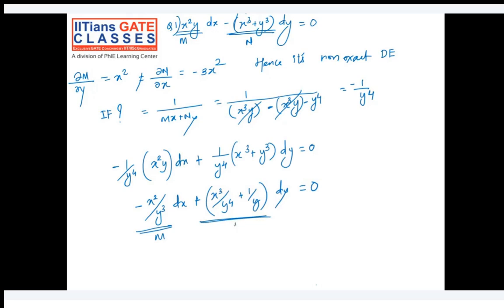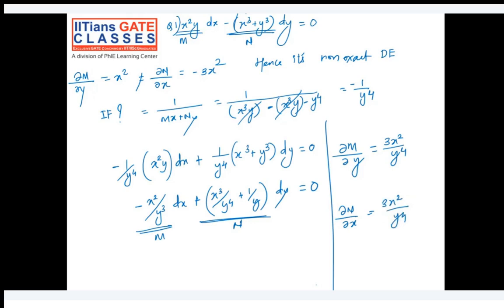Now check whether differentiation of M with respect to y and differentiation of N with respect to x are equal. What is differentiation of M with respect to y? It is 3x square by y raised to the power 4. Try to solve it, you'll get it. Same way, differentiation of N with respect to x is 3x square by y raised to the power 4. They are same. Hence, exact.